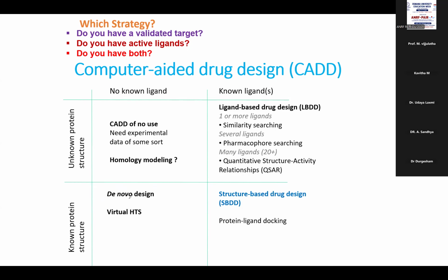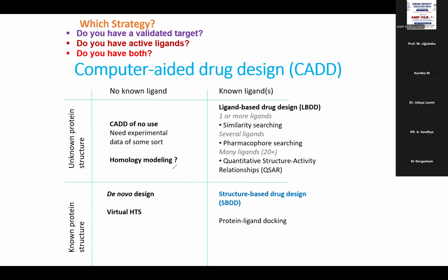That is, de novo means from the scratch. You are trying to design your own molecule from the beginning and trying to analyze whether this molecule will fit better into the protein structure, the active site, and then we try to analyze that. And if suppose you don't have any protein structure and no ligands are available, then CAD cannot be used.